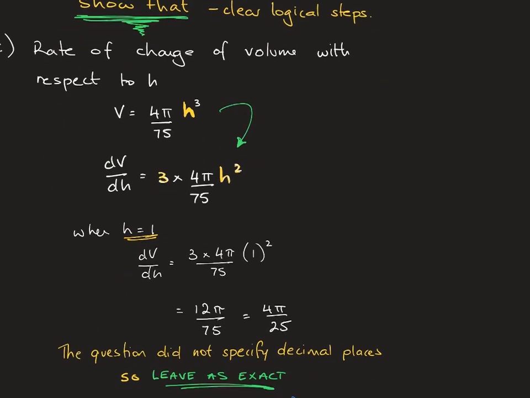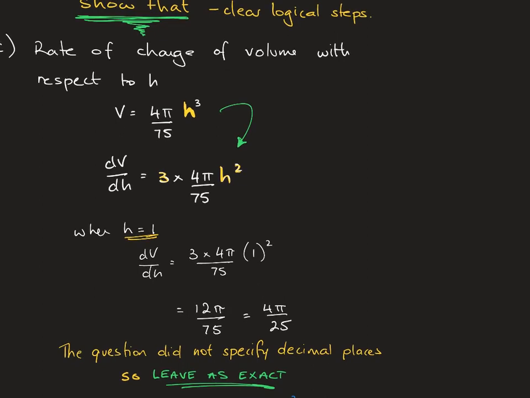Now whether you leave your answer at this stage or whether you simplify to here will depend on whether they ask you for it in a specific form. If you give an equivalent answer, they accept equivalent answers. It says in the examiner's report, equivalent answers are acceptable. But note this, the question did not specify decimal points. If the question doesn't tell you to 2 decimal places, to 3 decimal places, then you don't put it as a decimal. You leave it as exact.